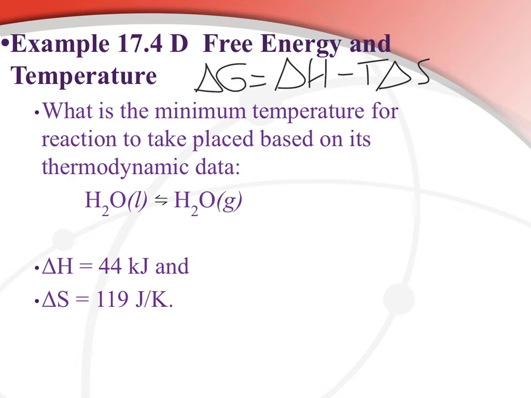So whether it says minimum or maximum temperature, and you see that this happens, what they're telling you here, there's some very important information you need. There is a temperature where delta G equals 0. And this makes a lot of sense.